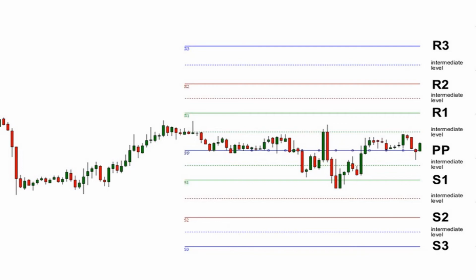Because the formula for the support and resistance pivots is support 1 is equal to PP, the main pivot point, times 2 minus high. Support 2 or S2 is equal to PP minus high minus low. Resistance 1 or R1 is PP times 2 minus the low, and then resistance 2 or R2 is PP plus high minus low.